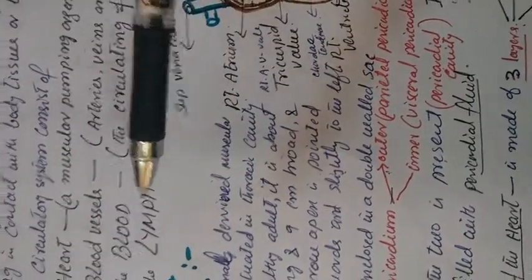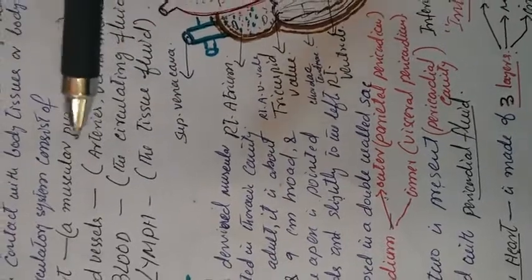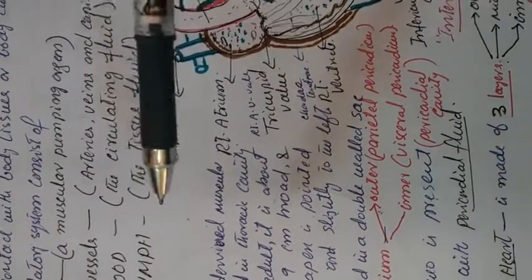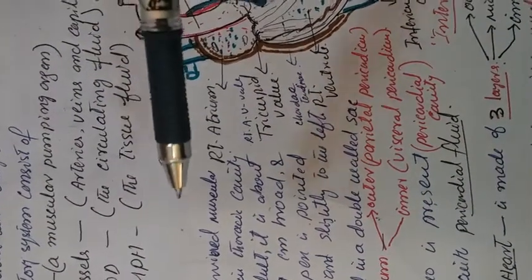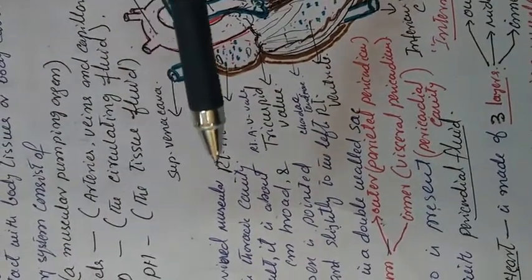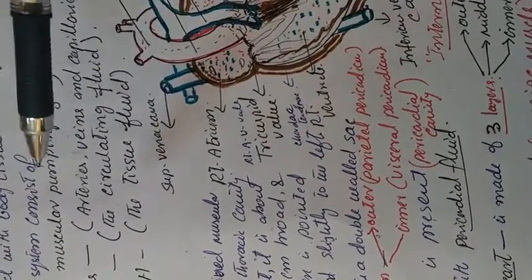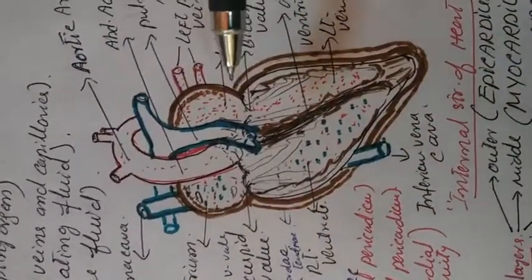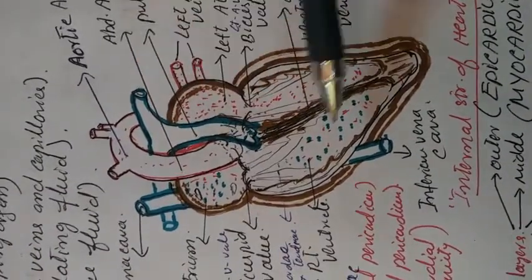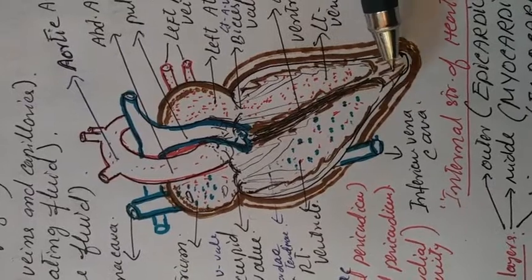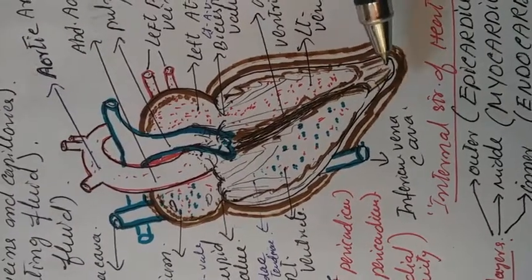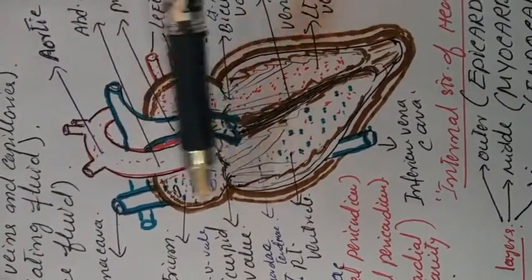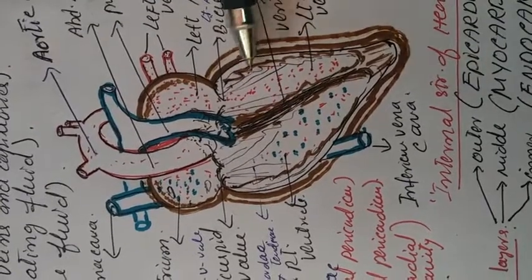The heart is a mesodermal derived muscular organ situated in the thoracic cavity, and in a healthy adult it is about 12 centimeters long and 9 centimeters broad, and its narrow apex is pointed downwards and slightly to the left. As you can see in this sketch, it is a muscular conical organ pointed at its bottom and slightly deviated towards the left.